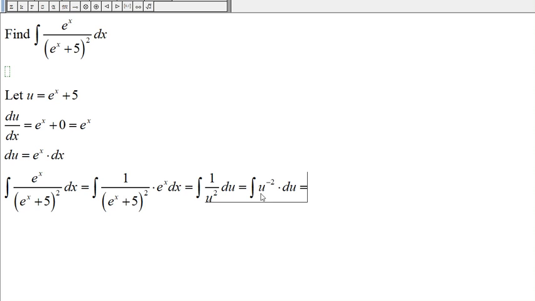And for the antiderivative, we add 1 to the exponent. So negative 2 plus 1 is negative 1. And then dividing by negative 1, this becomes negative 1 times u to the negative 1. And this is negative 1 times 1 over u, since u to the negative 1 is 1 over u. And this is negative 1 over u.